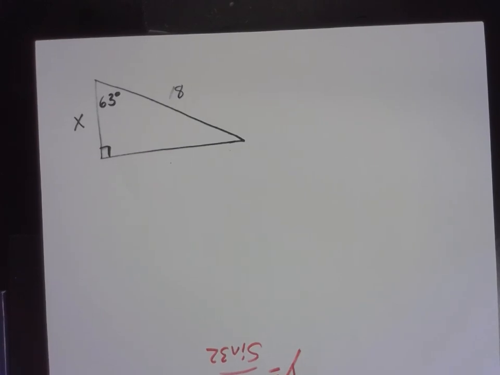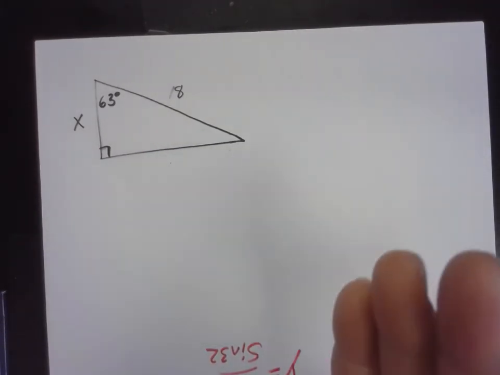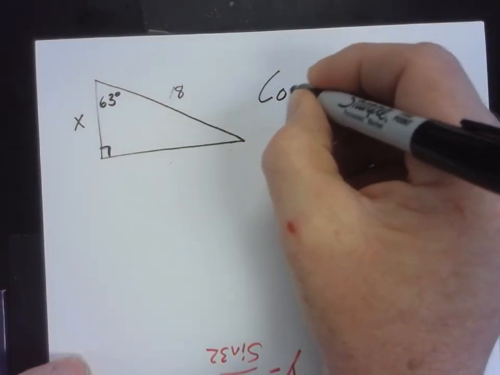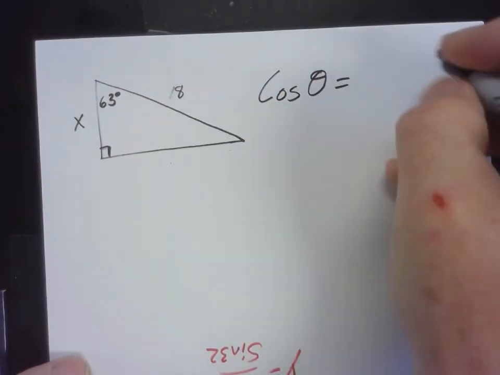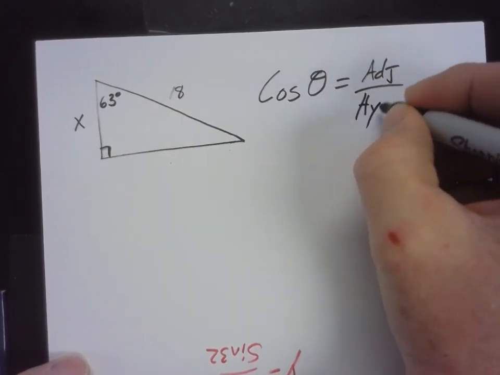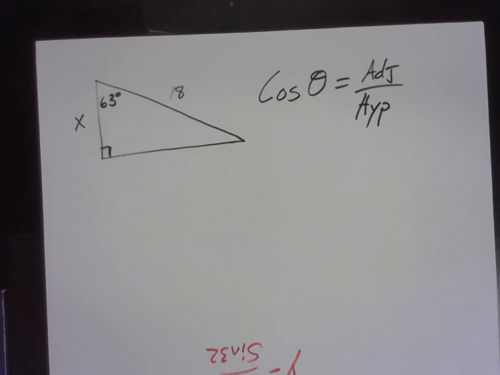Okay, in a case like this, we have to use the cosine, and the cosine of an angle is defined as the adjacent side divided by the hypotenuse. So tangent's opposite over adjacent, sine is opposite over hypotenuse, and cosine is adjacent over hypotenuse.